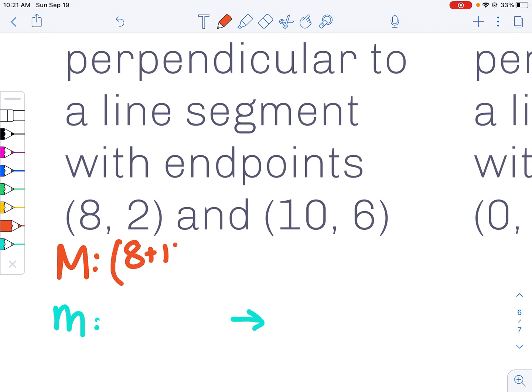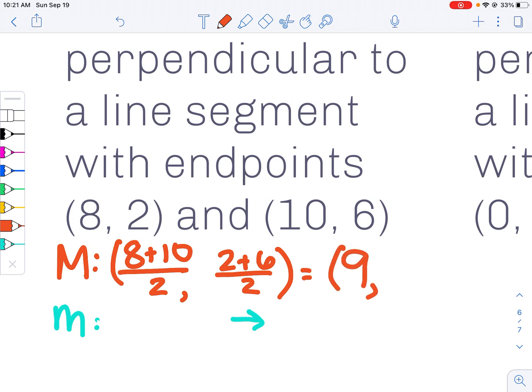I'm going to do 8 plus 10 divided by 2, 2 plus 6 divided by 2. Just finding the average of the x's and the average of the y's. 8 plus 10 is 18. Cut in half is 9. 2 plus 6 is 8. Cut in half is 4. I'm going to color code this so I'm a little more consistent with what I had been doing. And then I'm finding the slope.